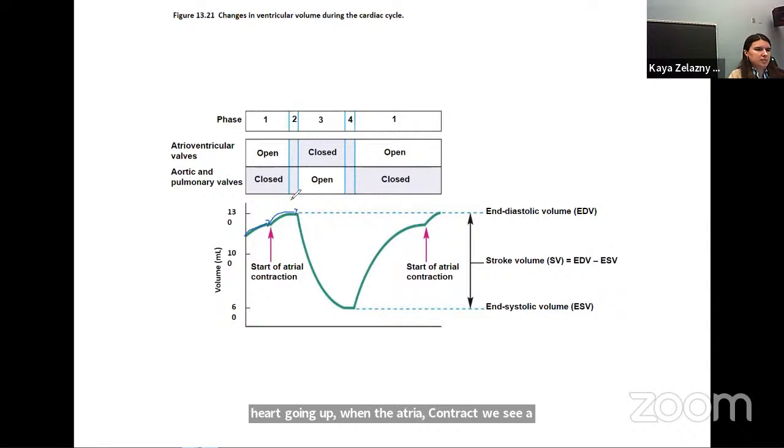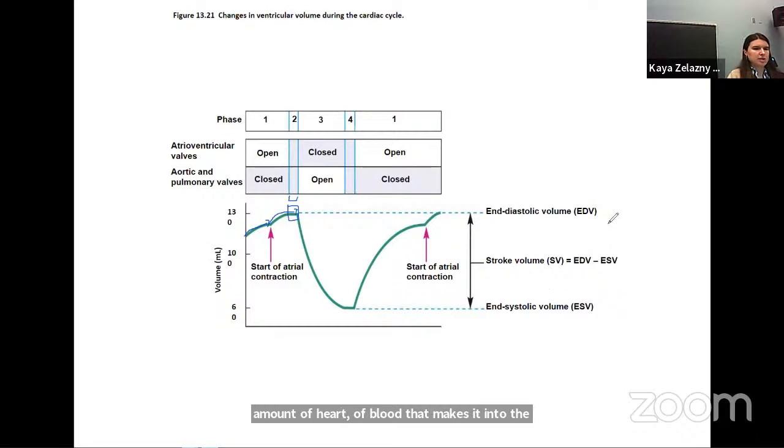Phase 2 here was really brief. This was when our ventricles started to contract, but it was isovolumetric, so no blood was escaping. So it is this sort of plateau at the end of phase 1, and then during that isovolumetric phase, we would record our end diastolic volume. That's the amount of blood that makes it into the ventricle in any given heartbeat.